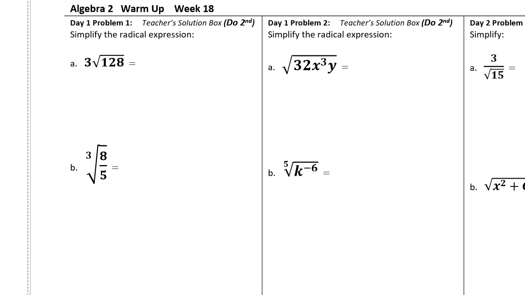Here are the answers for the week 18 Bowork, day 1, problem 1. Simplify the radical expression. Inside of a square root symbol, we have the number 128.